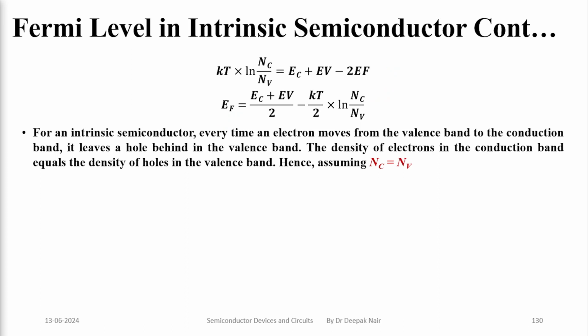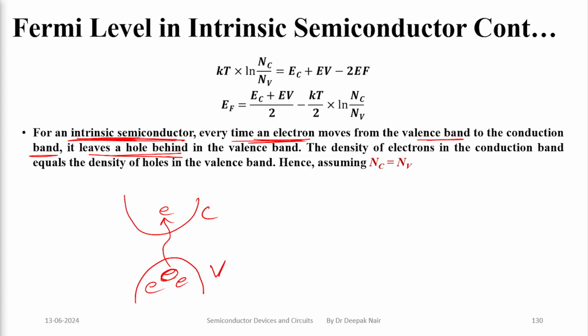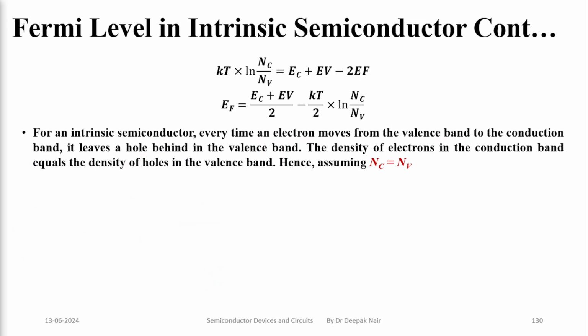From this equation, we can say, remember this is about intrinsic semiconductors, every time an electron moves from valence band to conduction band, it leaves behind a hole. The density of electrons in the conduction band is always equal to the density of holes in the valence band. This is for the case of intrinsic semiconductor, so the density of electrons and holes will always remain constant. Therefore, NC will always be equal to NV in case of pure semiconductor or intrinsic semiconductor.